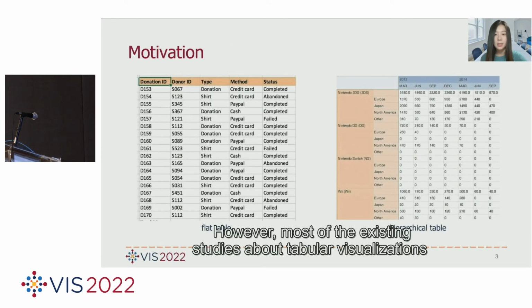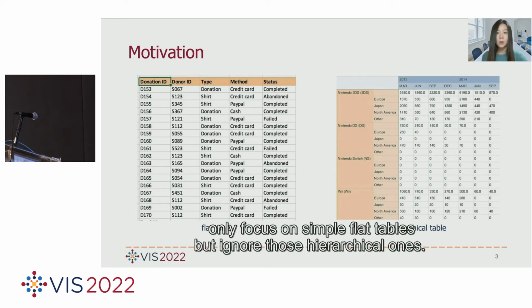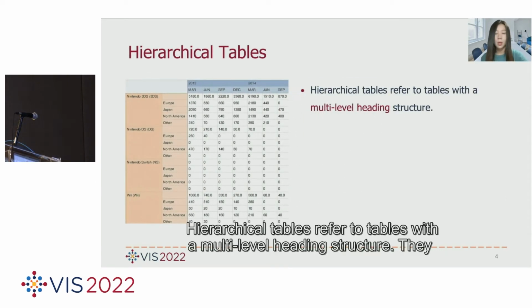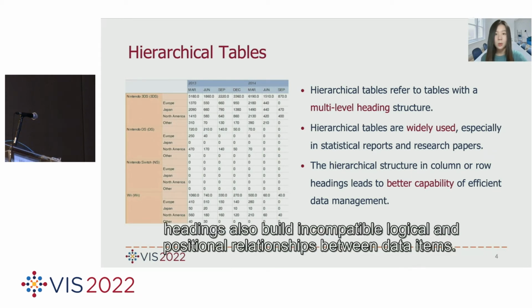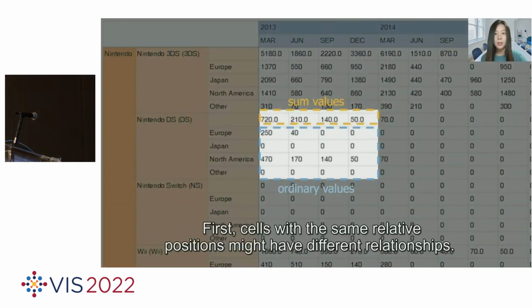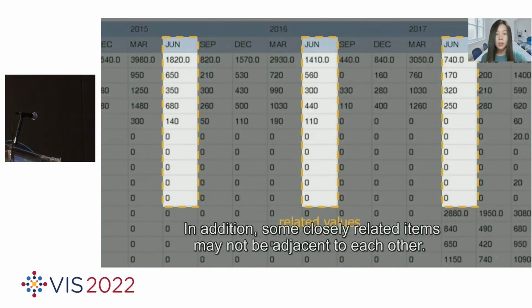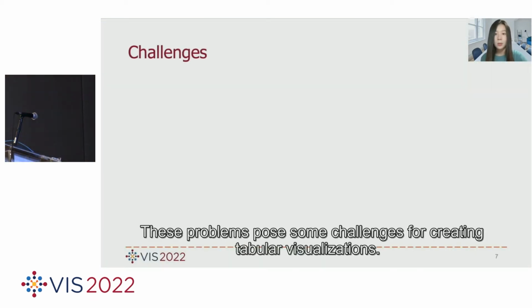However, most of the existing studies about tabular visualizations only focus on simple flat tables, but ignore those hierarchical ones. Hierarchical tables refer to tables with a multi-level heading structure. They are widely used and have a better capability of efficient data management. However, hierarchical headings also build incompatible logical and positional relationships between data items. First, cells with the same relative positions might have different relationships. In addition, some closely related items may not be adjacent to each other. These problems pose some challenges for creating tabular visualizations.